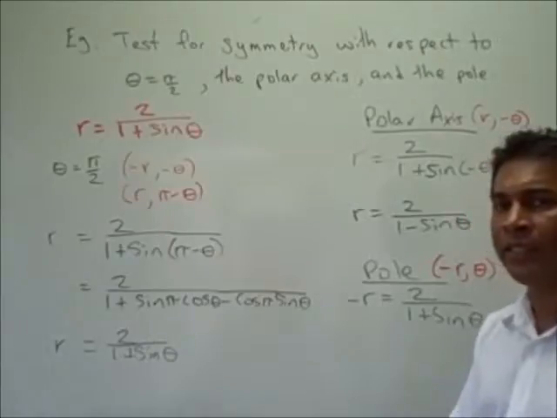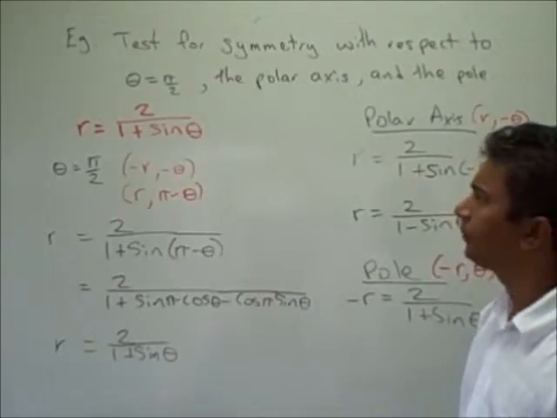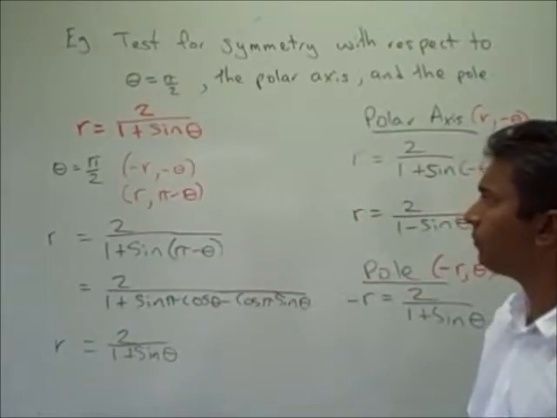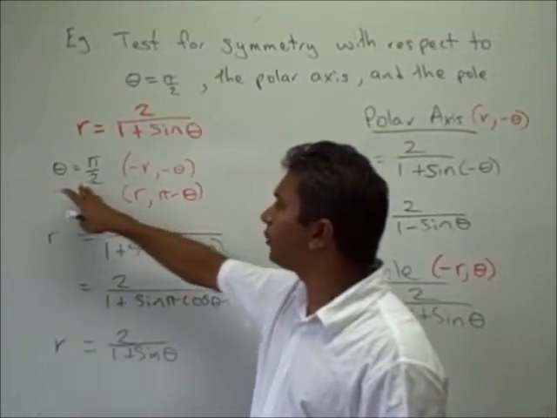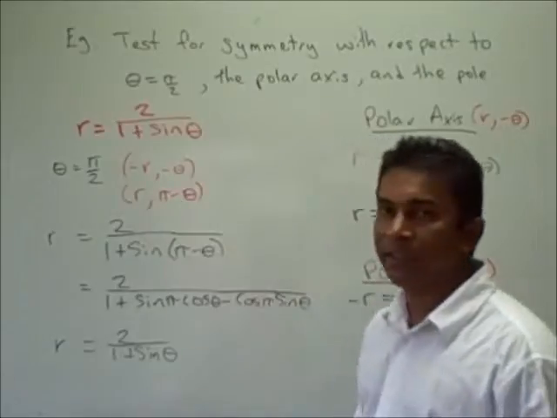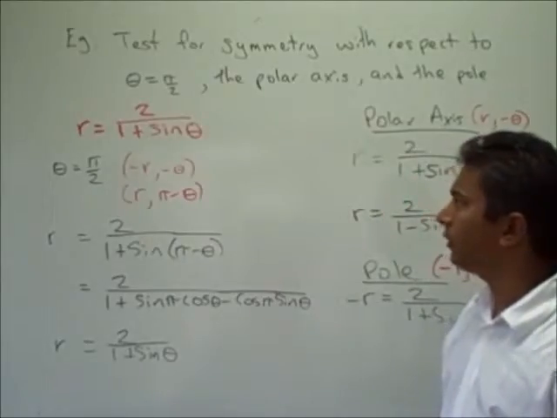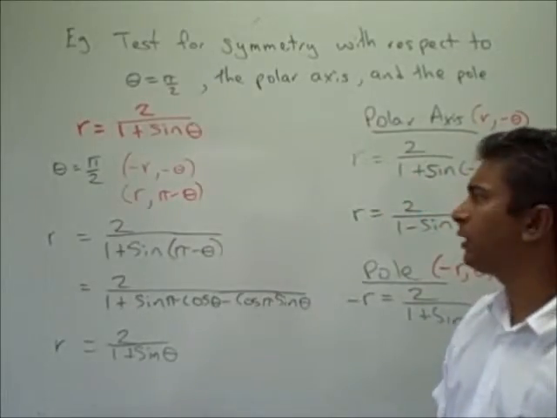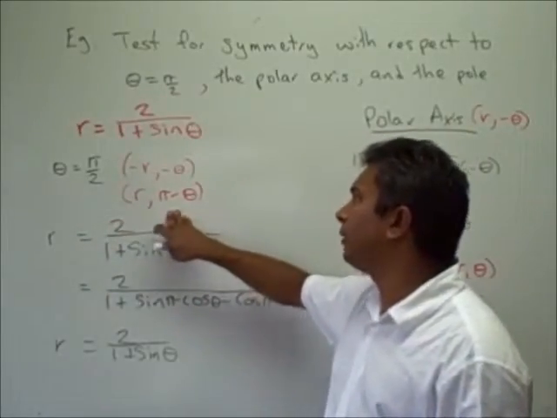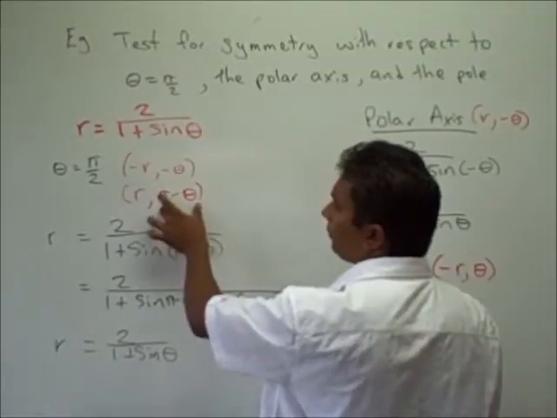In this example, we're once again testing for symmetry around the line theta equals pi over 2, the polar axis, and the pole. Our polar equation here is r equals 2 over 1 plus sine theta. To test for symmetry around the line theta equals pi over 2, we can replace r with negative r and theta with negative theta. If we do that in this problem, we'll see that it does not produce an equivalent equation. We can however try our alternative to test for symmetry around theta equals pi over 2, which is (r, pi minus theta). So we're going to keep r and replace theta with pi minus theta.